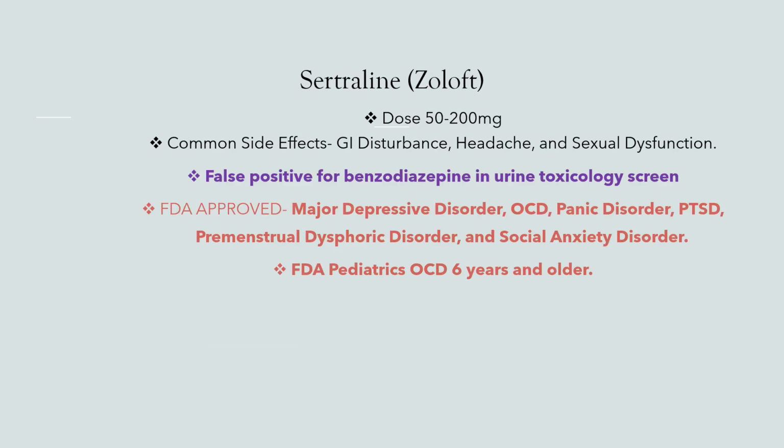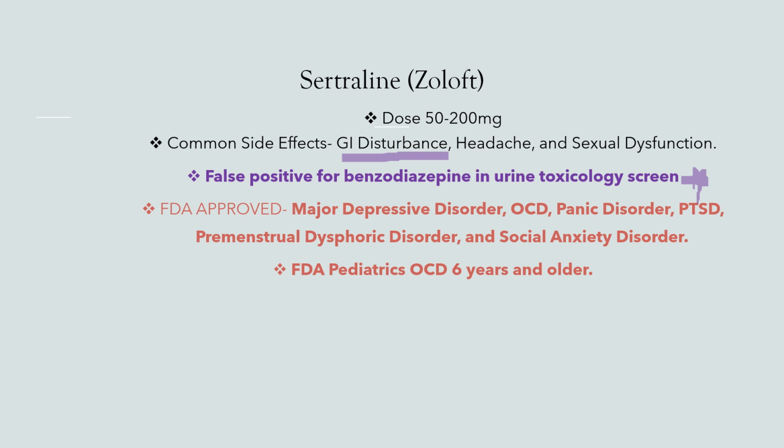Sertraline, Zoloft, the dose is 50 to 200 milligrams, and you typically start at a dose of 50. Common side effects are GI disturbances, headache, and sexual dysfunction. Really want to focus on the GI disturbances. This is a typical medication you want to tell patients to take with a meal just to help with that stomach discomfort. One other thing I have seen on exams is that it is false positive for benzos in urine toxicology screen. So it can cause a false positive for those benzos.